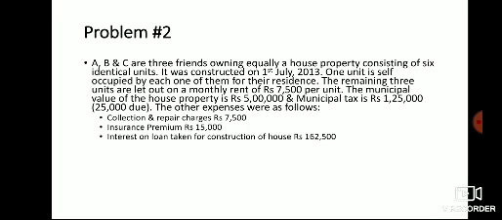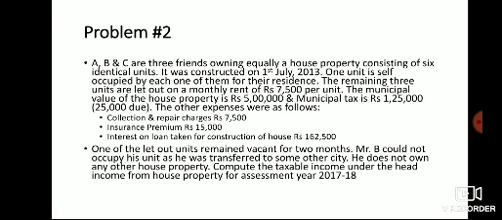1,62,500. Here a single house has 3 owners, that is A, B and C, and this house can be divided into 6 units. 3 units are self-occupied, one by each of them, and the remaining 3 are let out. You should keep that in mind. One of the let out units remained vacant for 2 months. Mr. B could not occupy his unit as he was transferred to some other city. This statement here will not count. He does not own any other house property. Compute the taxable income under the head income from house property for assessment year 2017-18. That means for the previous year 2016-17.